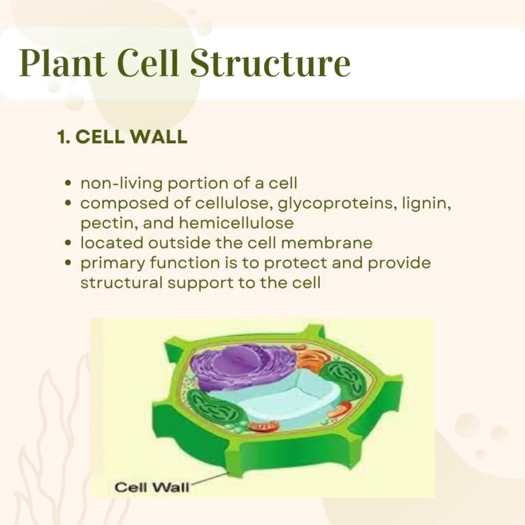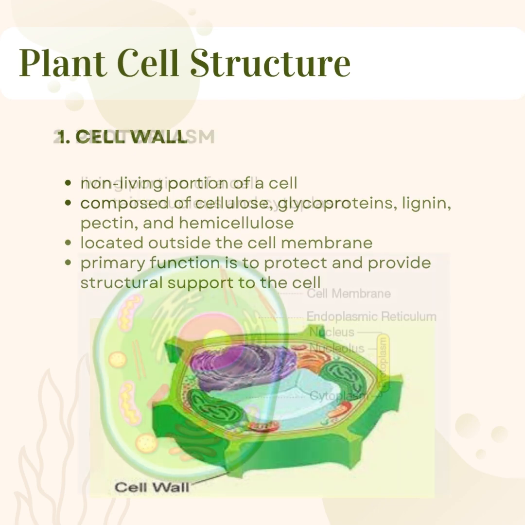What are the plant cell structures? The first is the cell wall. It is a non-living portion of a cell. It is composed of cellulose, glycoproteins, lignin, pectin, and hemicellulose. It is located outside the cell membrane. The primary function is to protect and provide structural support to the cell.